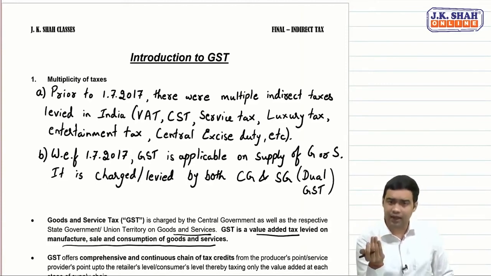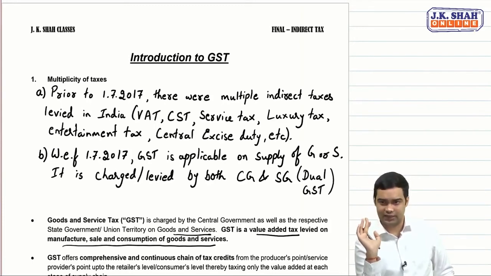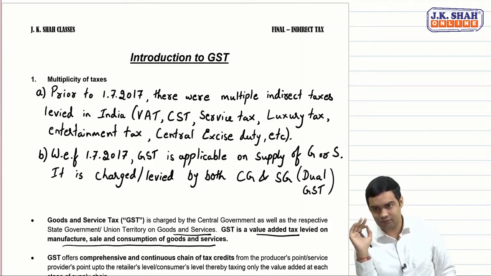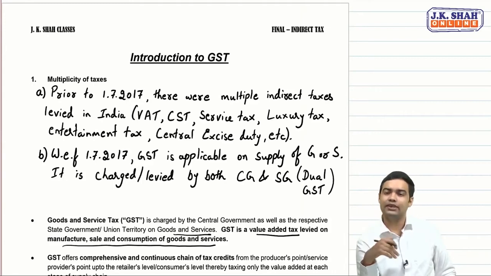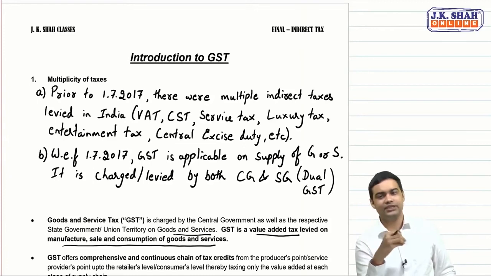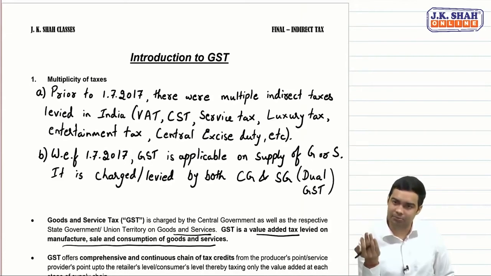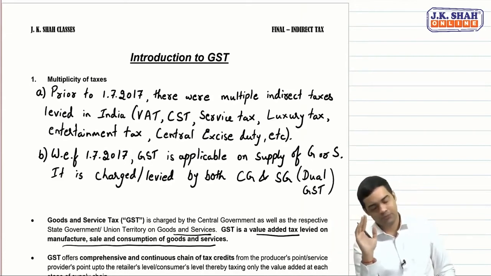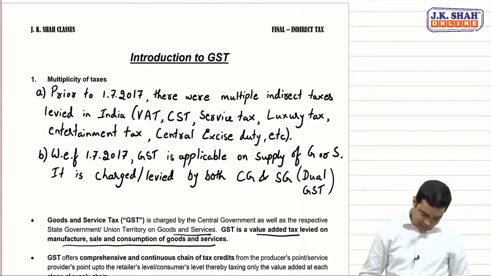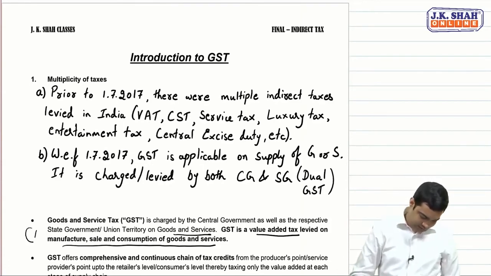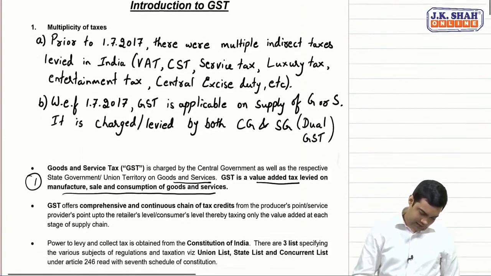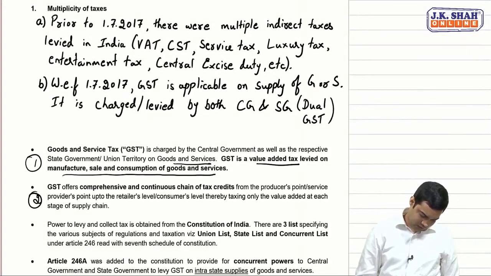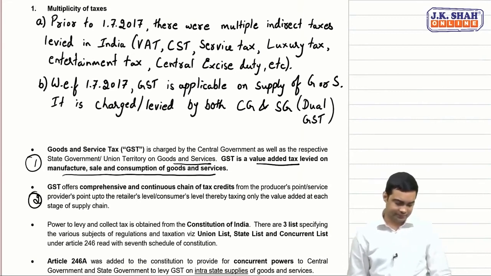This will come across when we discuss illustrations with regard to this. There's a continuous chain of credits where at each leg, the person who is involved in that leg can take the credit of taxes which he has paid on his purchases and use it to set off his liability on his sales. So these 2 points we will discuss as we move forward. Let's keep these 2 points aside.